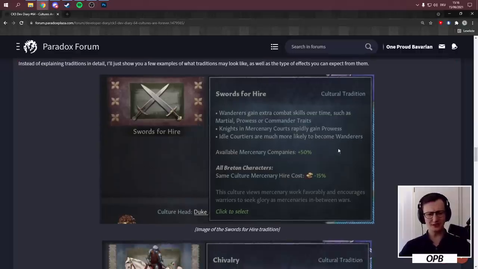Let's take a look at some traditions here. Swords for Hire. Is this like the Sassanid flag right here? I can't tell. Swords for Hire. Wanderers gain extra combat skills over time, such as martial prowess or commander traits. That is amazing. Knights and mercenary courts rapidly gain prowess. Very good. Idle courtiers.